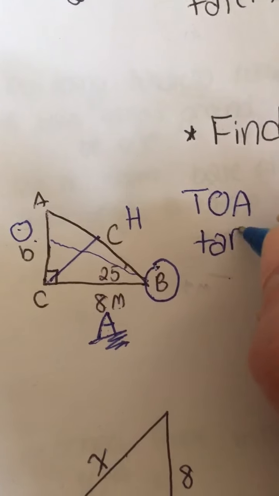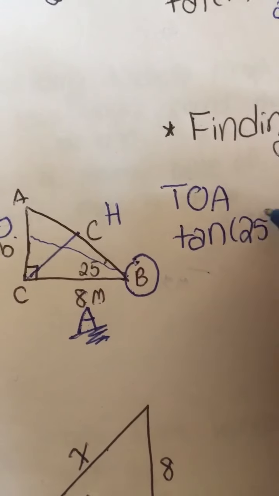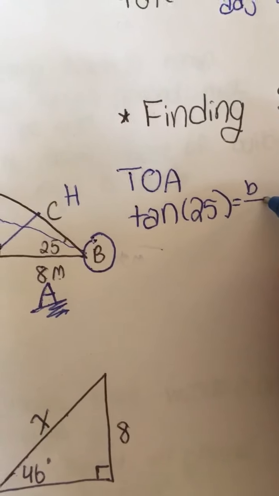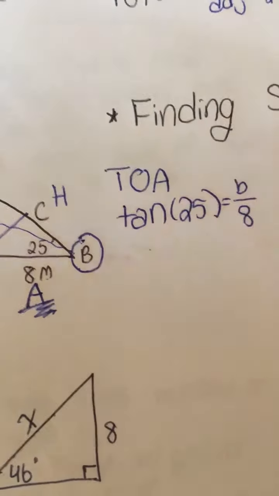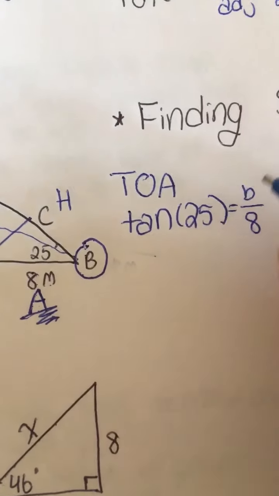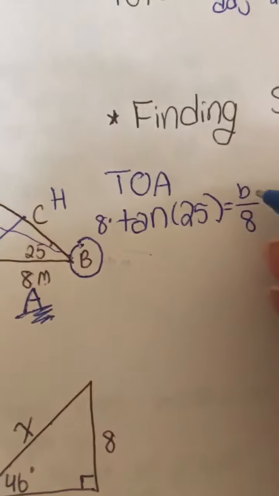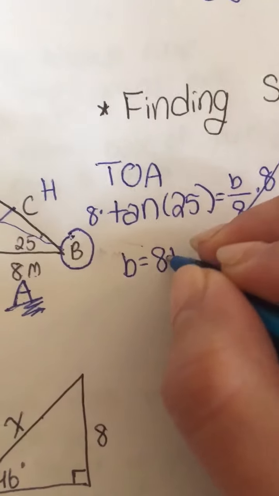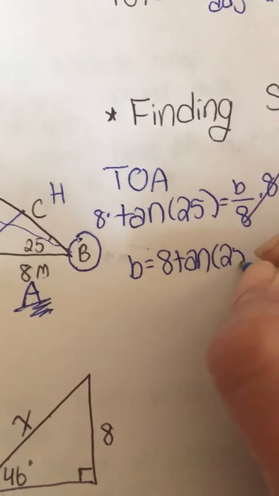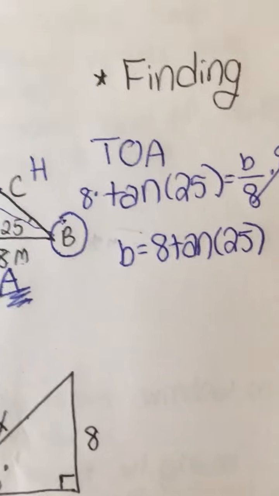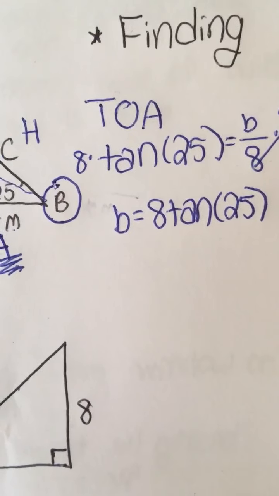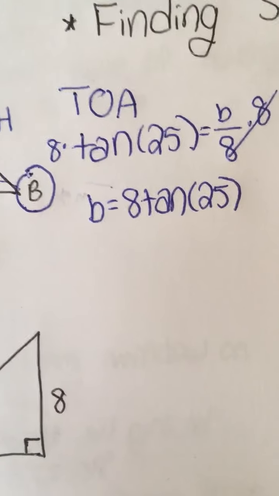So you're going to write tangent of the angle 25 is equal to opposite, which is B, over adjacent, which is 8. And then to solve this, to undo dividing by 8, you just multiply by 8. So times 8 on both sides. That will cancel it out here. And you're left with B is equal to 8 tangent 25. Now, tangent 25, you can't really figure that out unless you have a calculator. So you can use the scientific calculator, graphing calculator, or if you don't have one of those, I'm going to show you a little website that you can use. So just remember, it's 8 tan 25 that we're putting in.